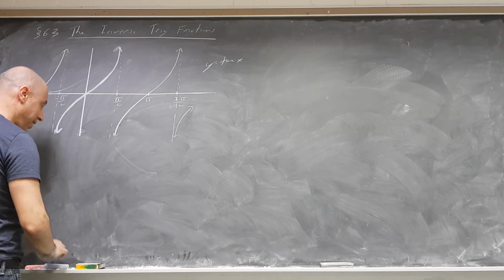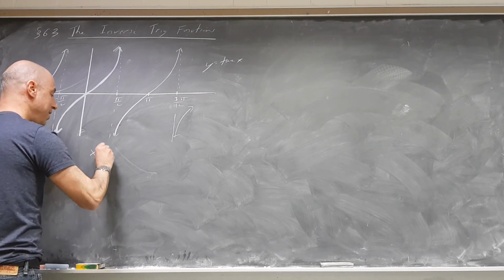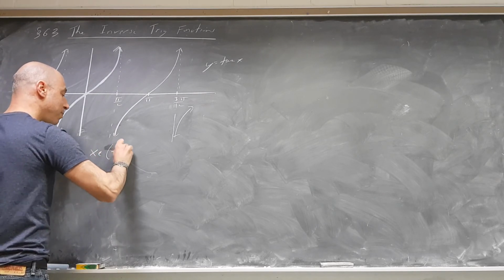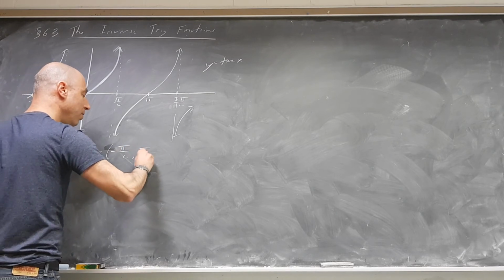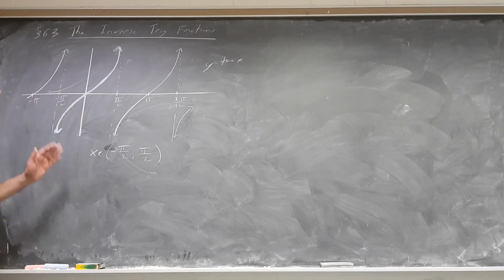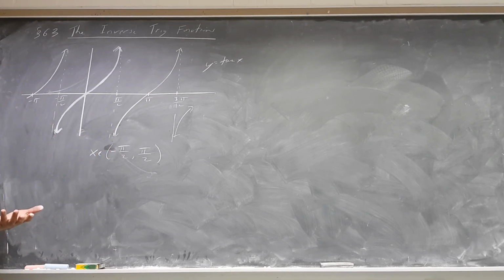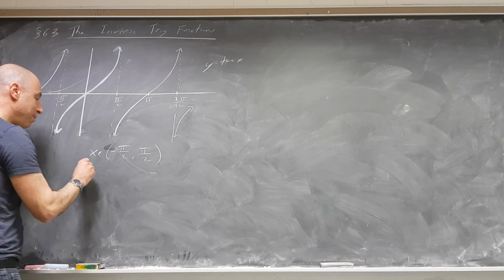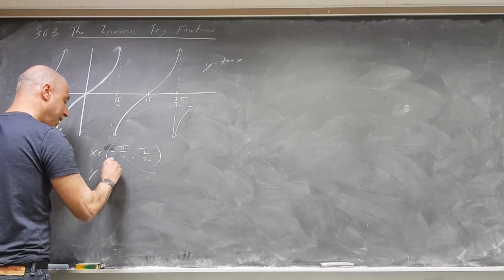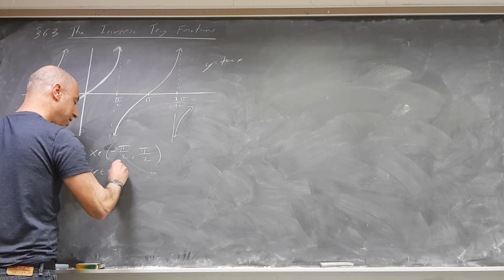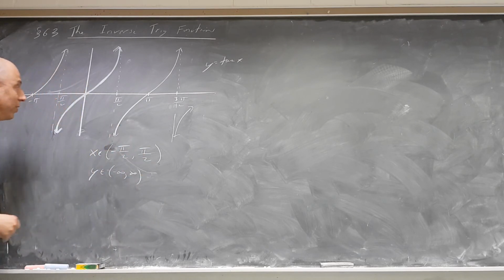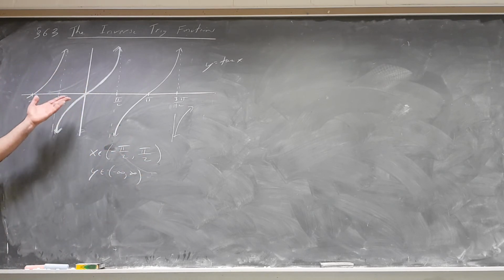So we're going to take our domain to be negative pi over 2 to pi over 2. This time I'm using parentheses because I can't include negative pi over 2 and pi over 2 in my domain. The curve isn't even defined there, the original tangent curve. And my range this time is negative infinity to infinity. It's all the real numbers. Unlike sine and cosine, this has no amplitude, or we could say it has an infinite amplitude.